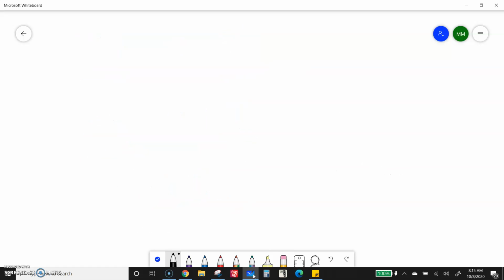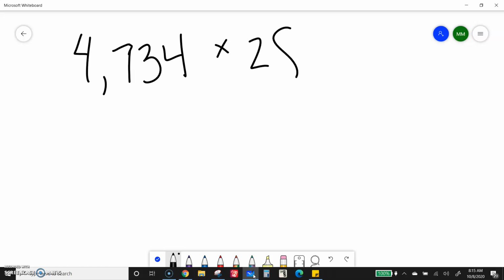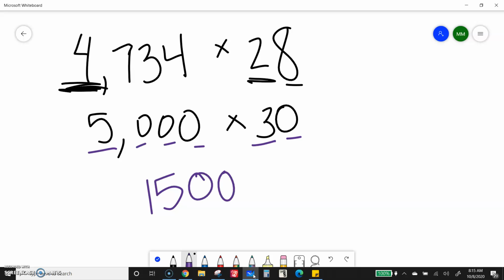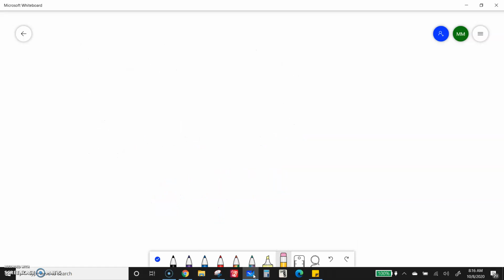Let's do one where we have to round a little bit more. So if I have 4,734 times 28. Now it doesn't tell me what to round to, but you can always just round to that first digit. So in this case, the thousands. The 7 tells me to round up to 5,000. The 8 also tells me to round up to 30. Lots of rounding up on these. So then I have 5 times 3 is 15. 1, 2, 3, 4 zeros. 1, 2, 3, 4 zeros. So I get 150,000.